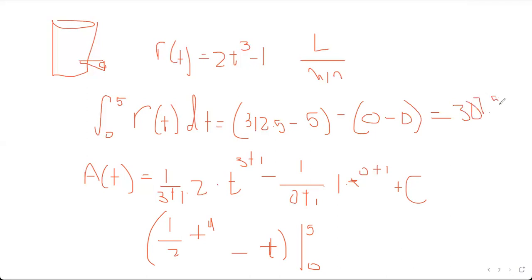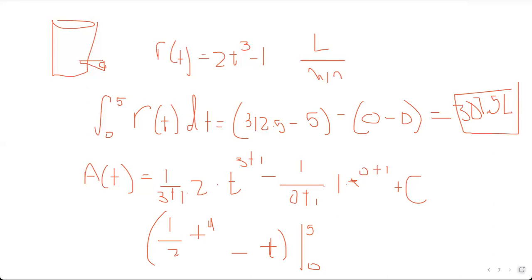So in 5 minutes, 307.5 liters. The units is liters, because if the rate function was in liters per minute and 5 minutes go by, this should be 307.5 liters. That is actually a lot of water in 5 minutes. So it probably is a big barrel or like a swimming pool or something.